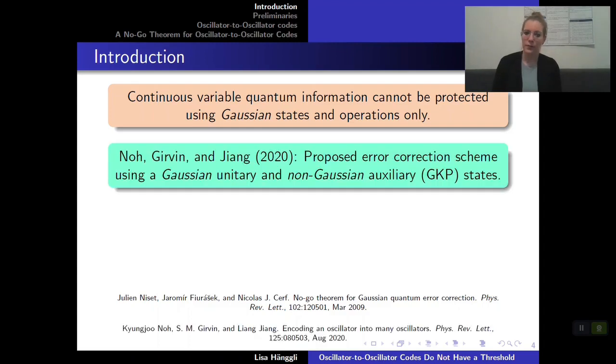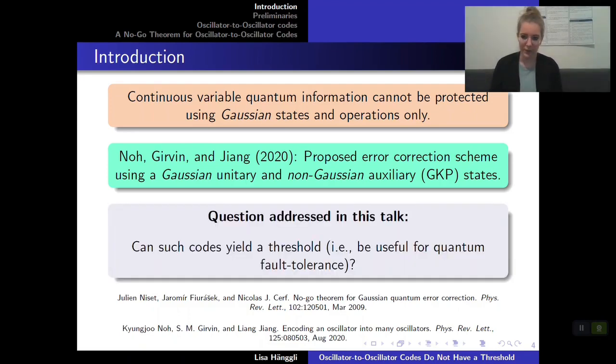But then, Noh, Albert, and Jiang proposed some codes which encode one bosonic mode into several bosonic modes using a Gaussian encoding unitary, but with the help of non-Gaussian auxiliary states. So the only non-Gaussian ingredient in these codes are the auxiliary states, which are in a so-called one-mode Gottesman-Kitaev-Preskill or GKP code or state. And we will call these codes oscillator-to-oscillator codes.